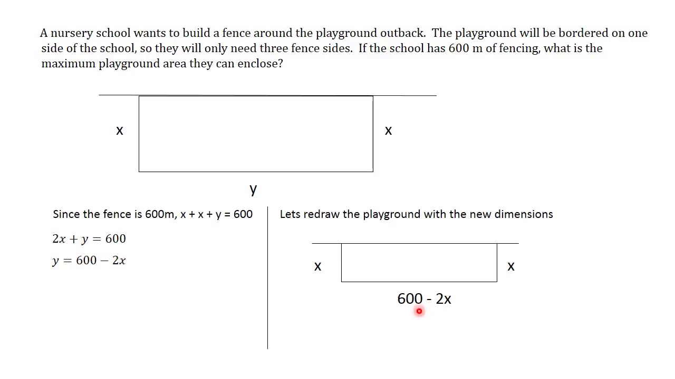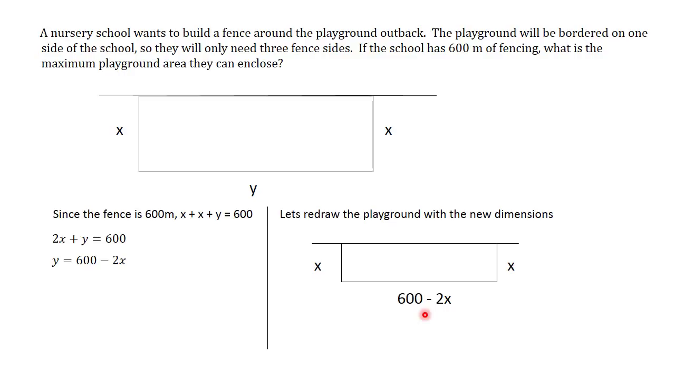So over here is exactly what this diagram used to be. Where we used to have the y, we have 600 minus 2x because we know that y is 600 minus 2x over here. So here's our new playground. It's the same playground, just with a different length, which we now put in terms of x.